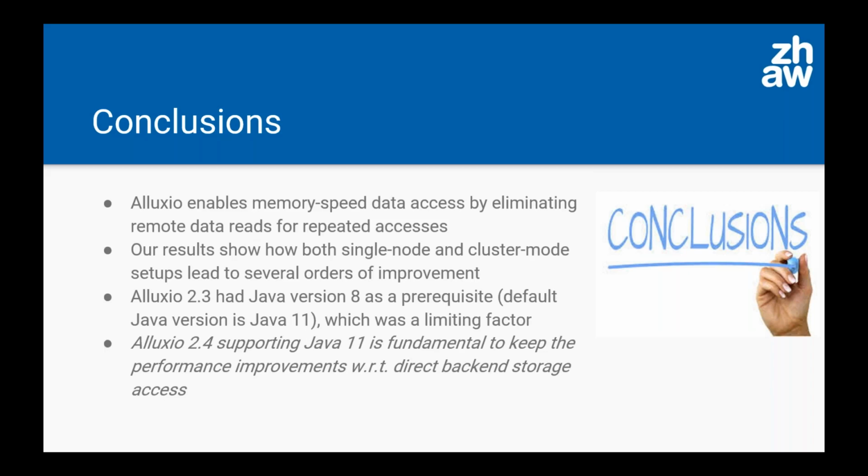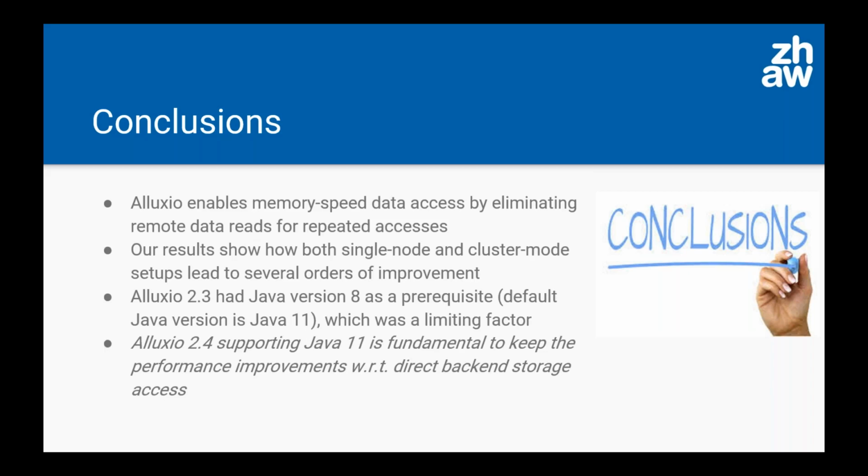So as a conclusion from our analysis and of this talk, I would say that Alluxio enables memory-speed data access in those cases where repeated access to the same raw data is to be performed, because it eliminates the repeated remote data reads. So we don't keep computation and storage completely disaggregated, as I was mentioning in the first slides, but we move the data closer to the computation. This introduces important benefits, especially when you have to access the same data repeatedly.